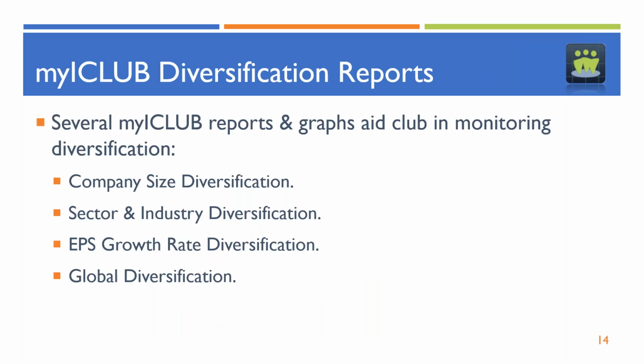And speaking of the My iClub diversification reports, there are several reports that you can access on My iClub that will help you in monitoring your diversification. There's the company size diversification, sector and industry diversification, earnings per share growth rate diversification, which is a way of measuring your portfolio diversification by how quickly earnings are projected to grow according to your members' stock selection guides. And then finally, one of our newest reports, the Global Diversification Report.